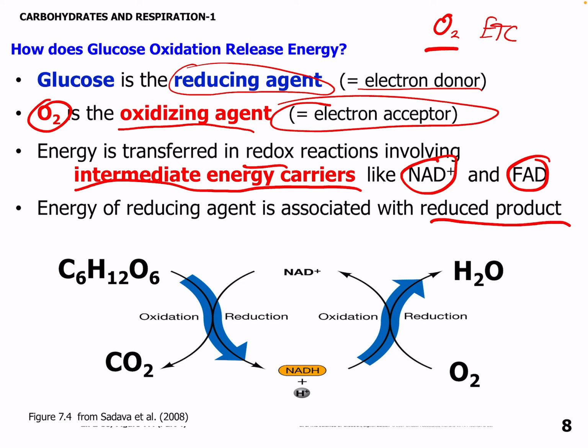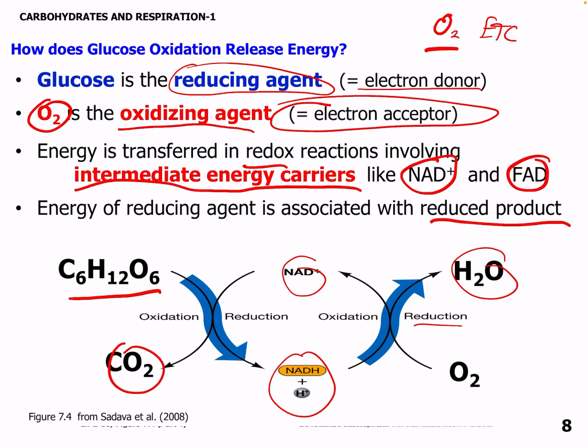So here's an example with glucose. Here we have our glucose, which we said is the reducing agent. And we have our byproduct of CO2. And here are the intermediate energy carriers, NAD plus, as well as NADH. And here we have our H2O. See, here we have oxidation and reduction.